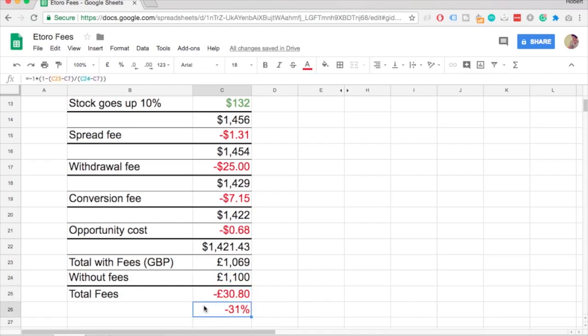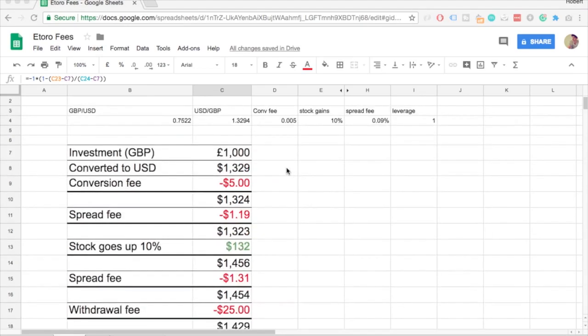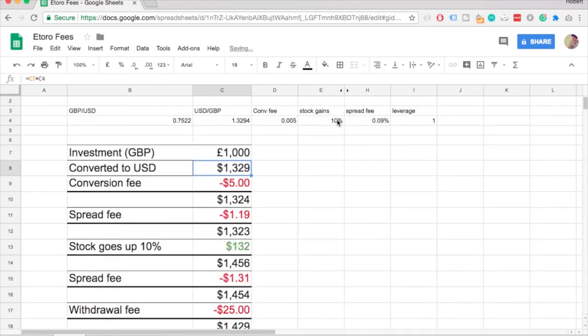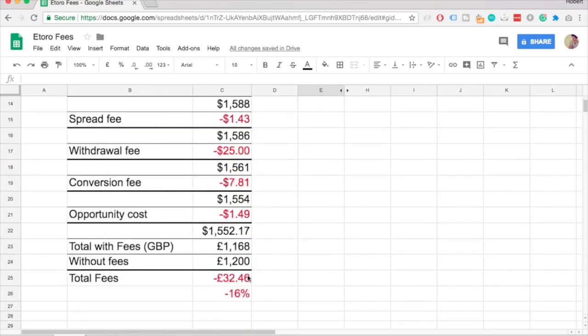Now the fees get smaller in proportion when you invest more money or your stocks go higher up in price. For example, if you have 5,000 pounds, then you pay 79 pounds in fees, which is about 16% of your profit. Or if stocks go up by 20%, then you pay 32 pounds in fees, which is again 16% of your profits. I'll link this spreadsheet in the description so you can play around with it. Just keep in mind it's just for indication. You shouldn't base your investing decision on this, or otherwise you'll end up like this.